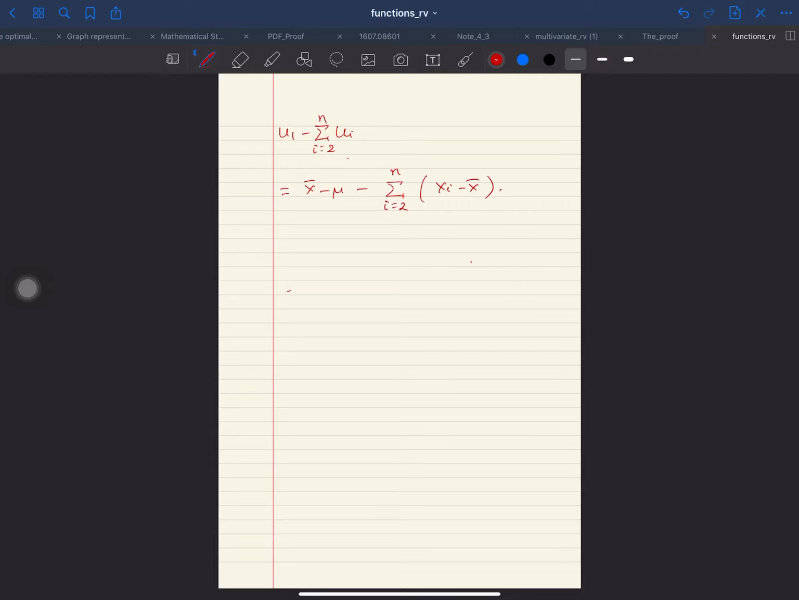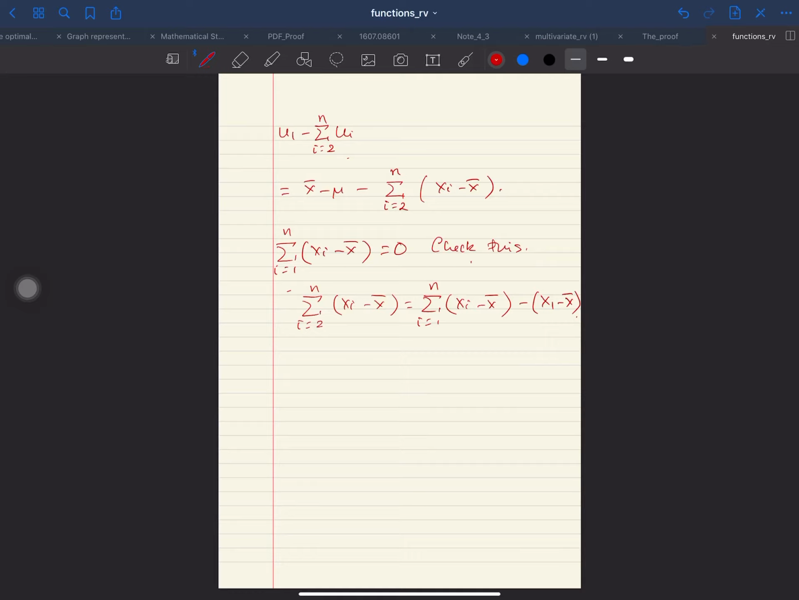But let us note the following. The summation i from 1 up to n of xi minus x bar will be equal to 0. Check this. Of course, it's quite straightforward. So in that case, we have that the summation i from 2 up to n of xi minus x bar is nothing more than the summation i from 1 up to n of xi minus x bar minus x1 minus x bar.